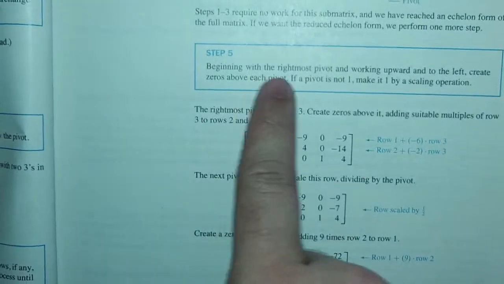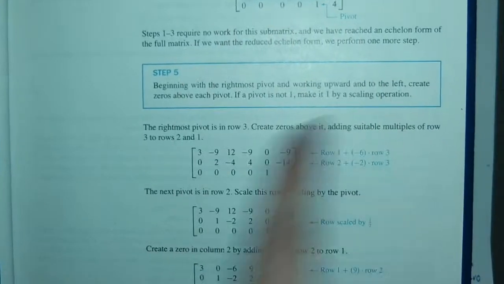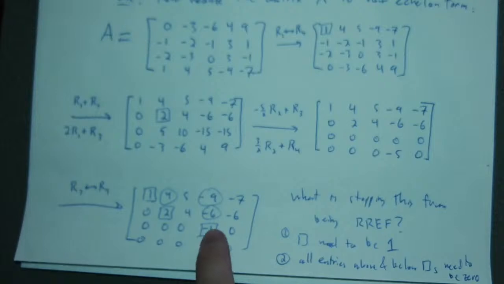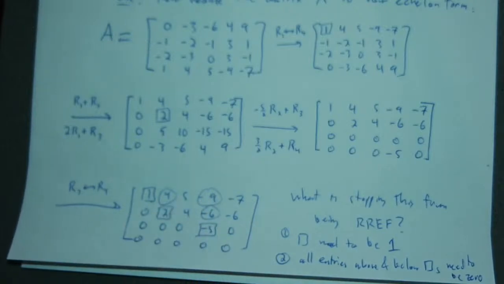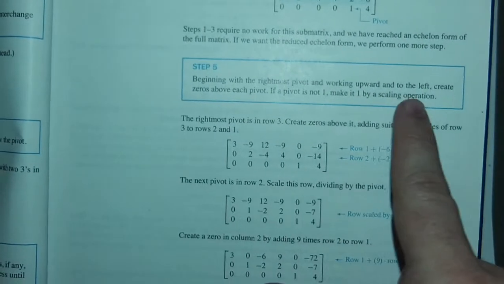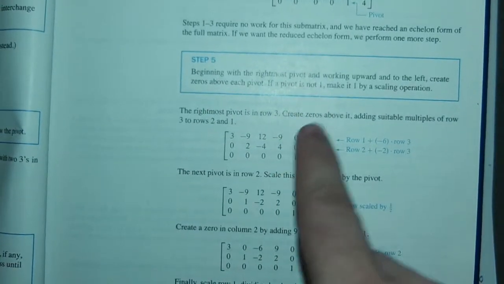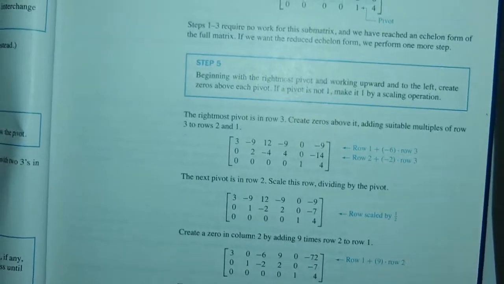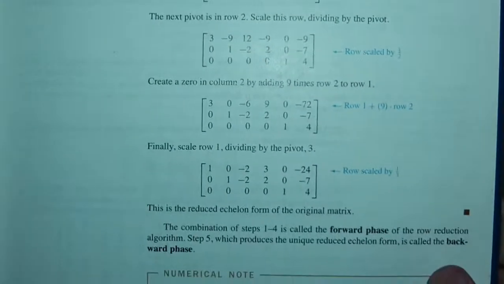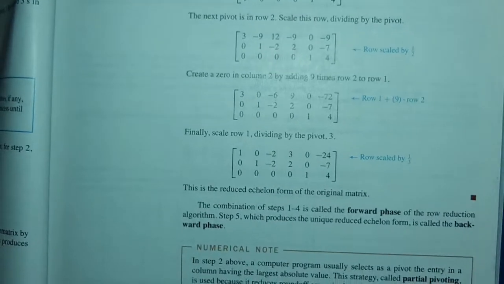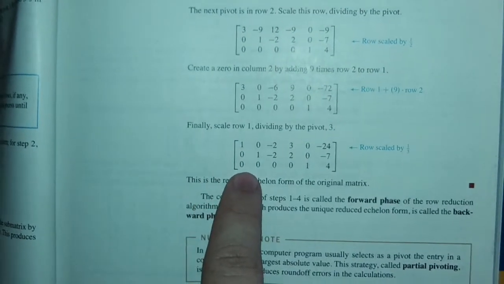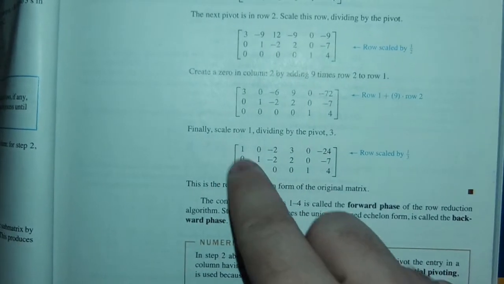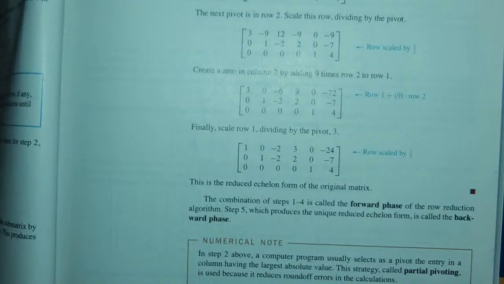And so beginning with the rightmost pivot and working upward and to the left, create zeros above each pivot. So in this case, that would be starting here. Right, at -5, you'd zero out these and then work your way backwards. Okay, so working upward and to the left, create zeros above each pivot. If a pivot is not 1, make it 1 by a scaling operation. Okay, so that's simple. That's just multiplying by 1 over whatever that thing is. Okay, so as it says here, ultimately this results in the following. This is the reduced row echelon form of that matrix that was started with. So you see how the pivot positions are all 1s now. Everything is 0 above them.